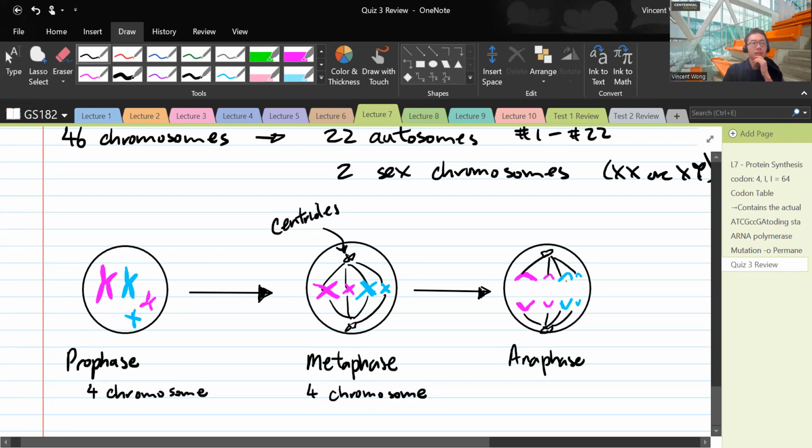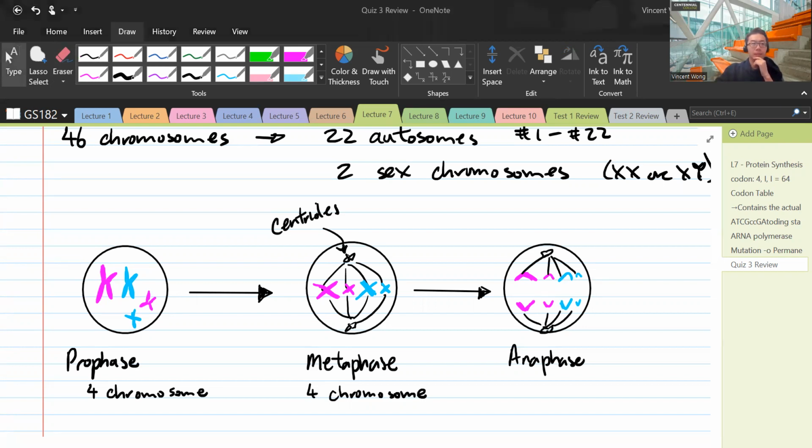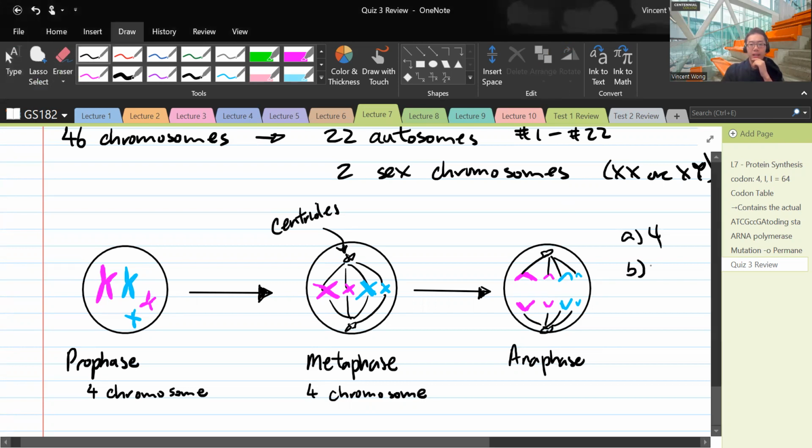Anyone else want to participate? Okay, let's do a poll. Launch the poll. If you think it's 4, please choose A. If you think it's 8, please choose B. If you think it's 16, please choose C, and then D is 2.